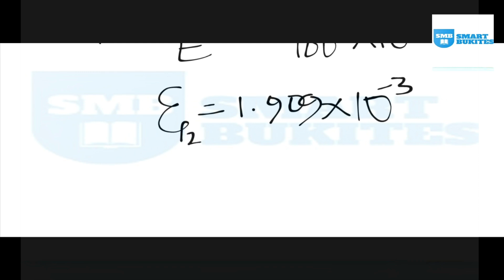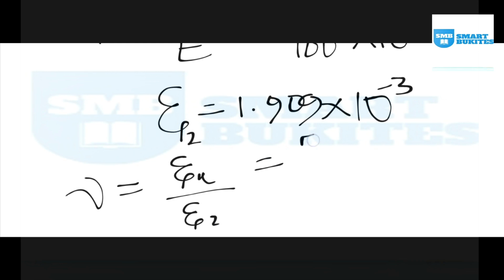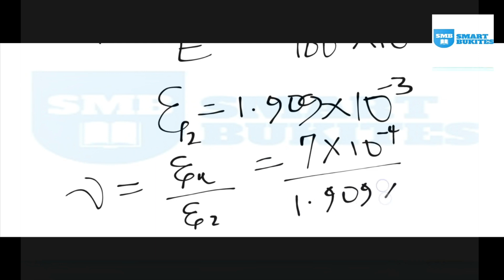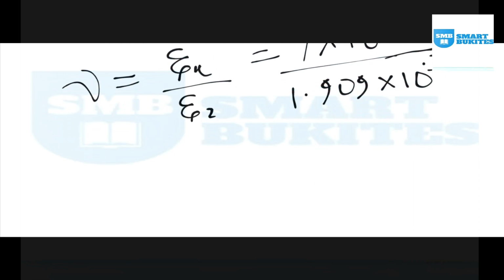So now the Poisson's ratio, since I have everything, I can say Ex divided by Ez, which is equal to 7 times 10 to the power of negative 4, as I have found earlier, divided by 1.909 times 10 to the power of negative 3. The strain already has no unit, so the Poisson's ratio also will have no unit. This shows that the Poisson's ratio is equal to 0.367.